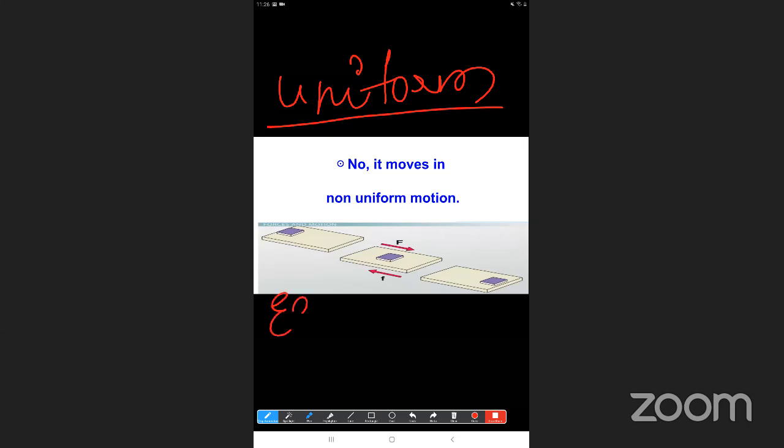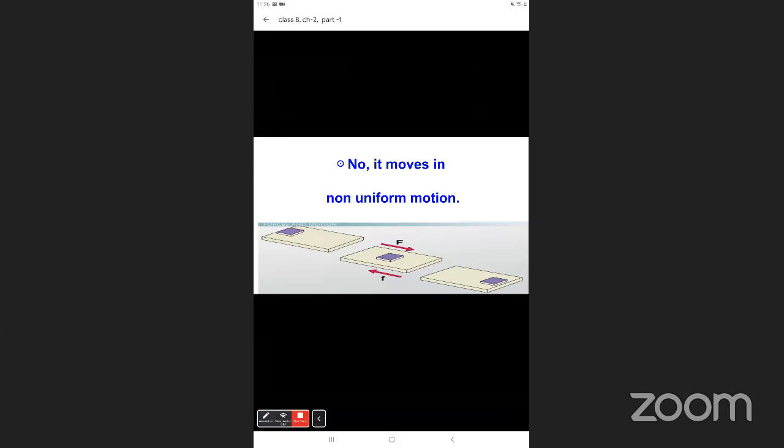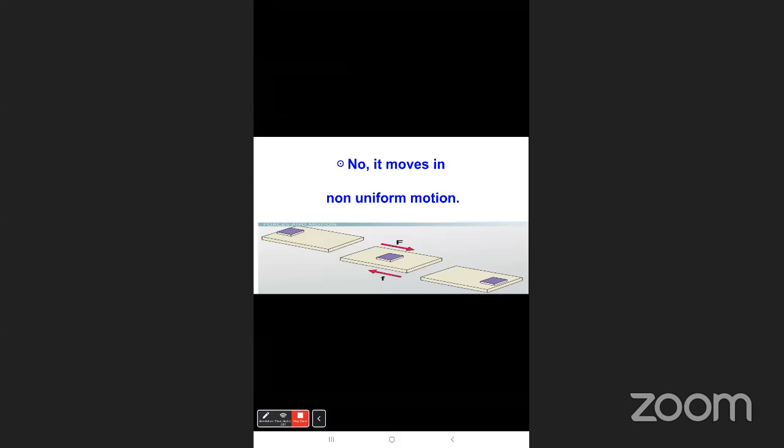I'm saying that equal distance in equal intervals of time, that one we can say is uniform motion. Here, non-uniform motion means equal distance in unequal intervals of time. So here, the book travels in non-uniform motion.